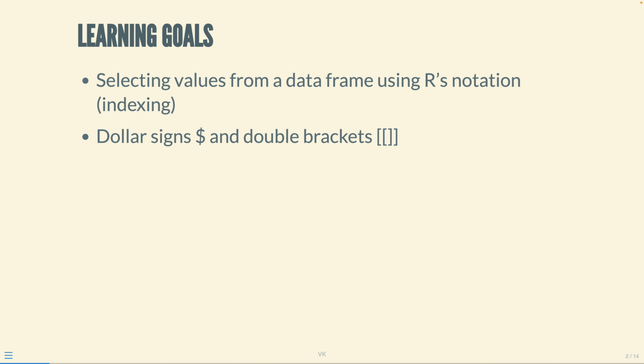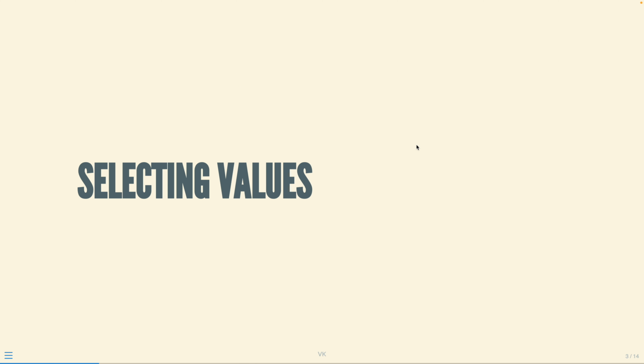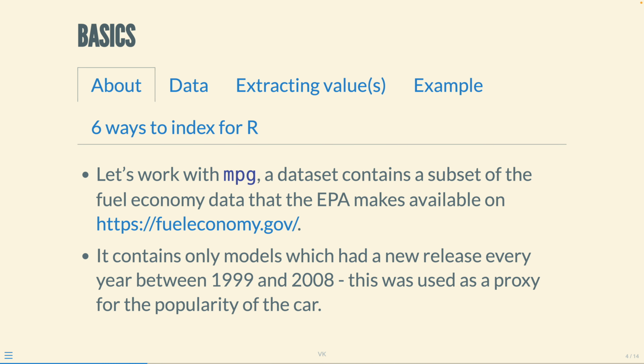We will learn how to select values from a data frame using R's notation or indexing notations. We will be using alternate forms of indexing as well, which we'll get into later, including dollar signs and double brackets. So dollar signs, exactly this, and double brackets, which are basically your square brackets. So let's start with the first type of indexing we learn about, which is on selecting values.